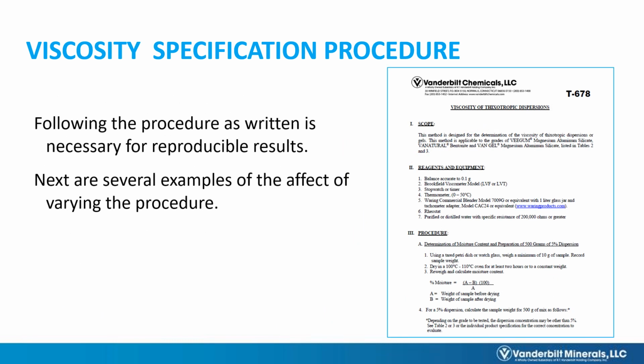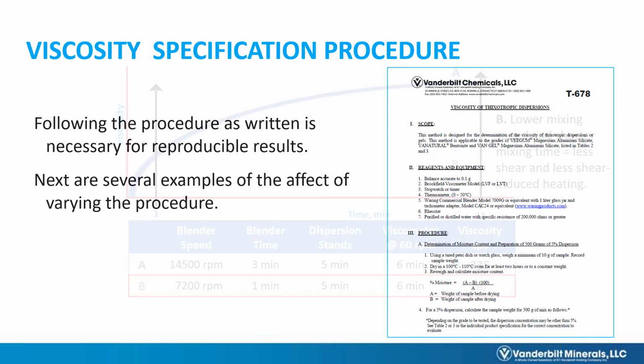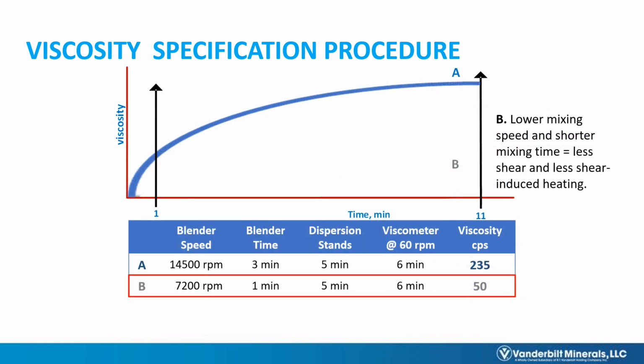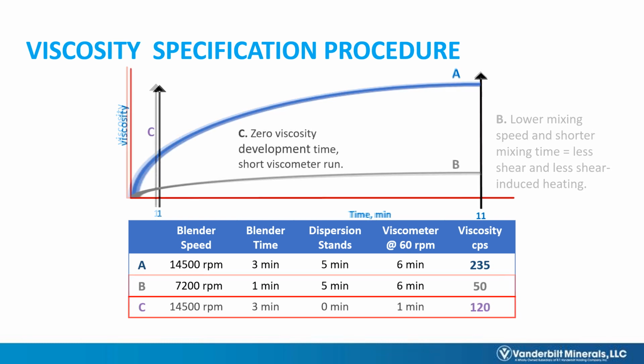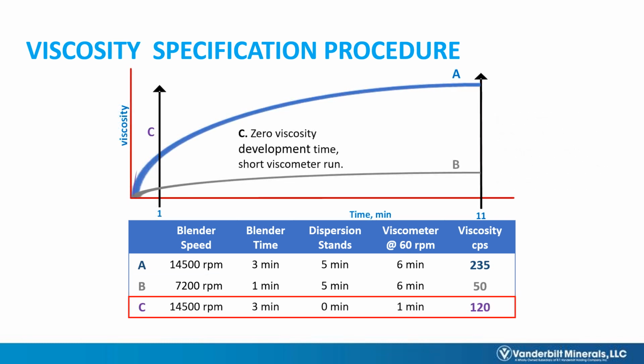Following the procedure as written is necessary for reproducible results. Next are several examples of the effect of varying the procedure. Curve B illustrates how lower mixing speed and shorter mixing time provides less shear and less shear-induced heating. The result is much lower viscosity. Curve C shows the result from maintaining the prescribed energy input, mixer speed, time and heat input, but not allowing any time for viscosity development, or for equilibration of thixotropic structure building and the spindle's disruption of that structure.